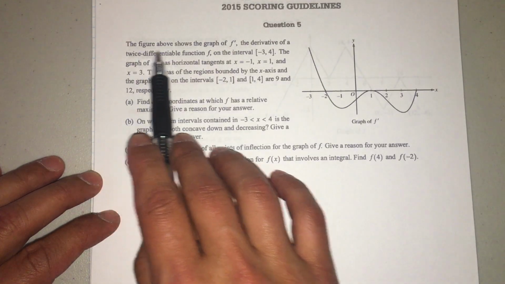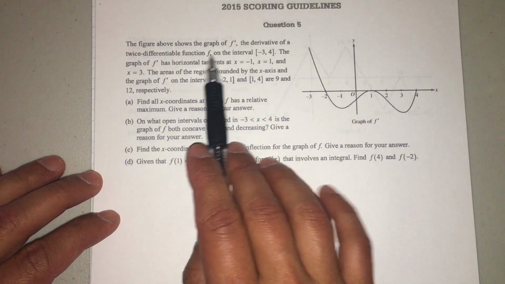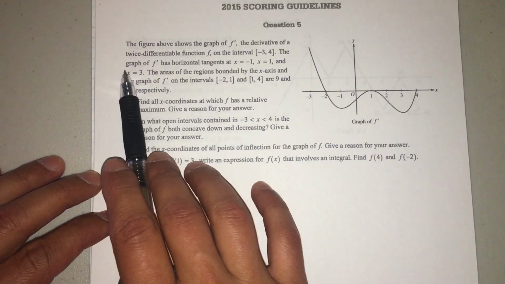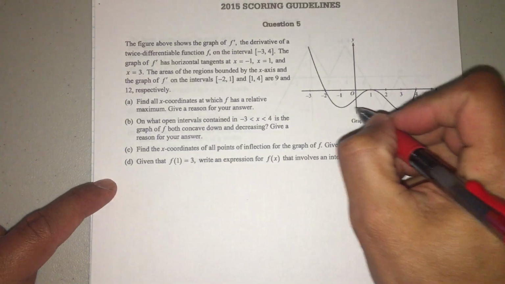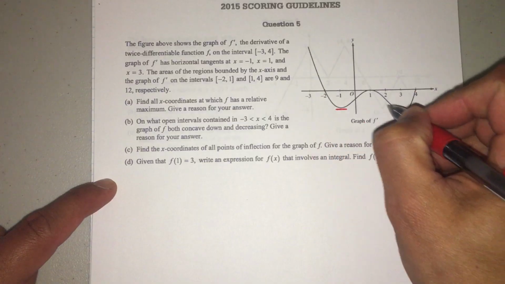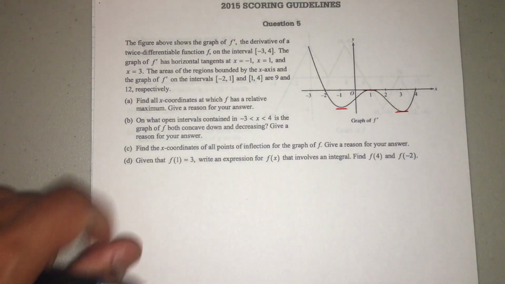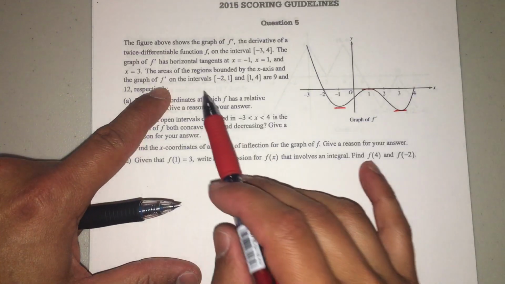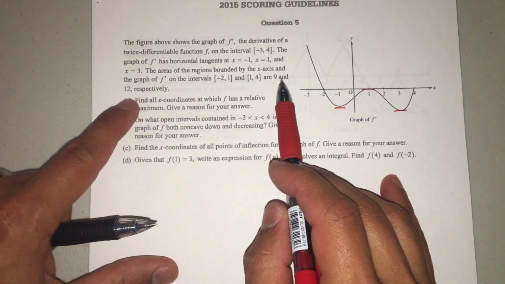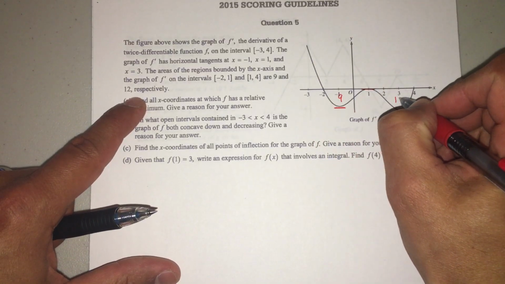This one says, the figure above shows the graph of f prime, the derivative of a twice differentiable function on the interval from -3 to 4. The graph of f prime has horizontal tangents at x equals -1, x equals +1, and x equals +3. The areas of the regions bounded by the x-axis and the graph of f prime on the intervals from -1 to 1 and 1 to 4 are 9 and 12. So they're saying the area is 9 and the area is 12.